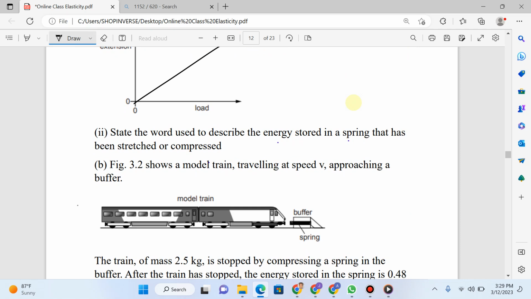Number two, state the word used to describe the energy stored in a spring that has been stretched or compressed. What form of energy is stored in a spring? That form of energy is called elastic potential energy.